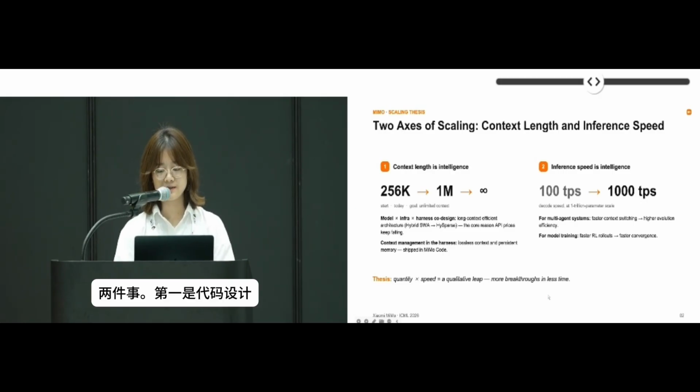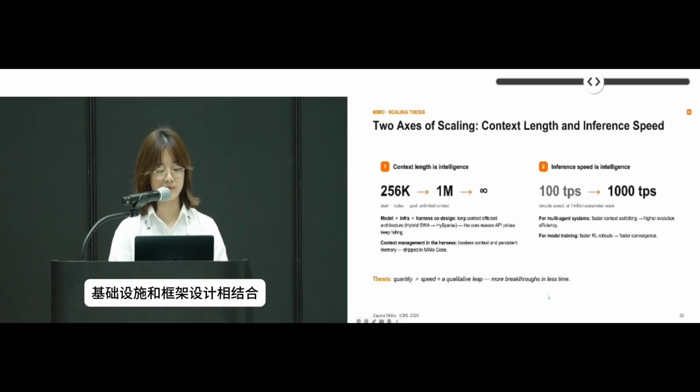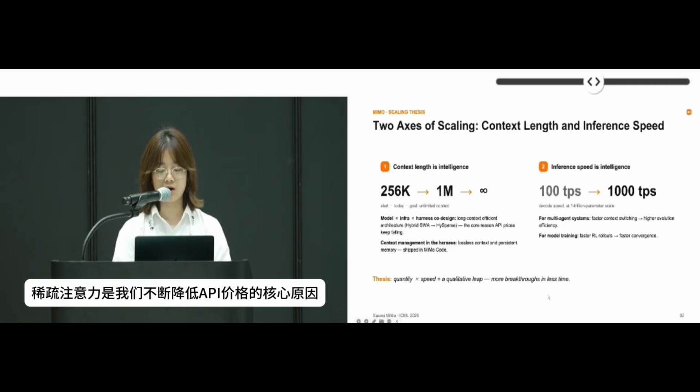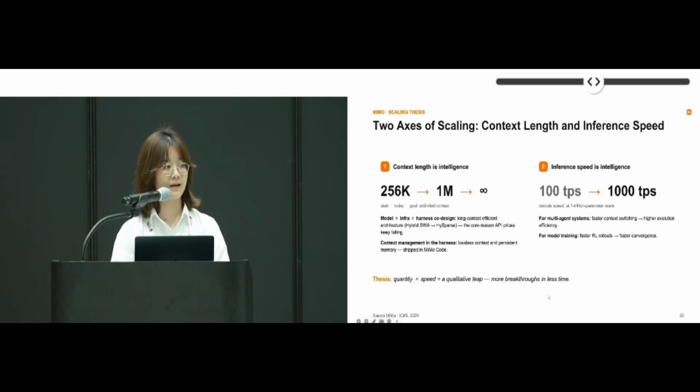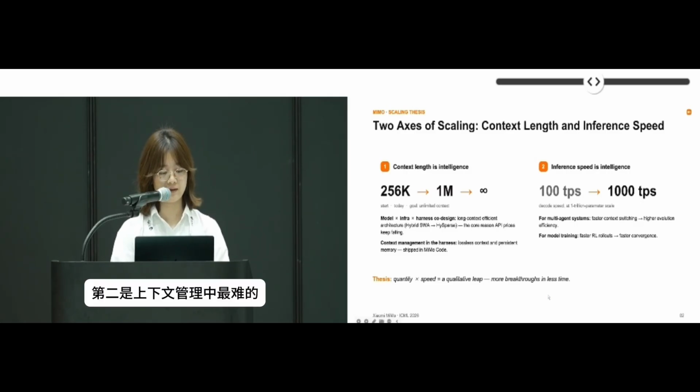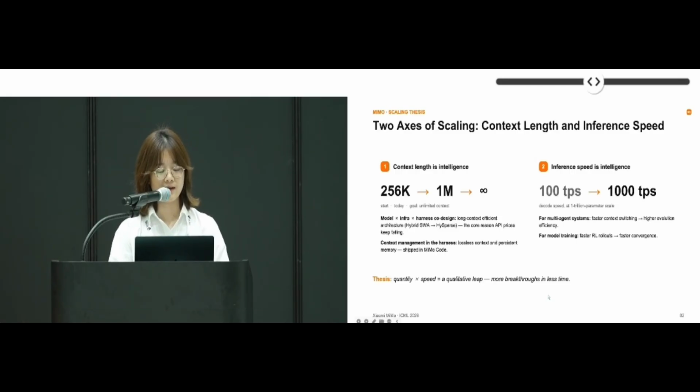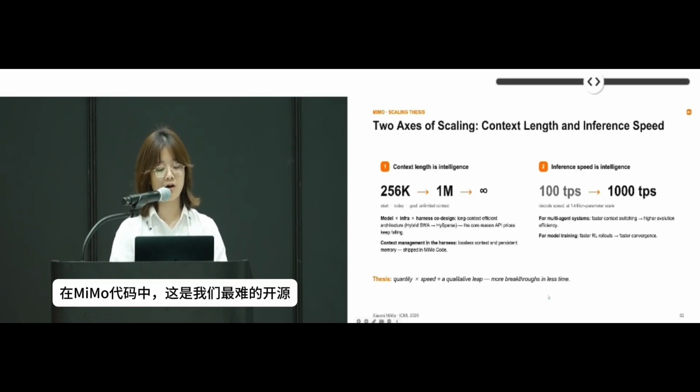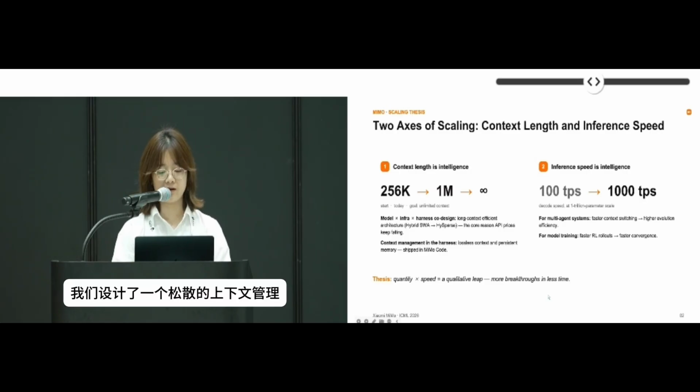Two things. The first is the co-design. Model, infra, and harness design together. The context-efficient architecture, from hybrid sliding window attention to hybrid sparse attention, is the core reason we keep cutting the API prices of the non-context. The second is the context management in the harness. In MiMo Code, which is our open source harness, we design a lossless context management and a persistent memory system.